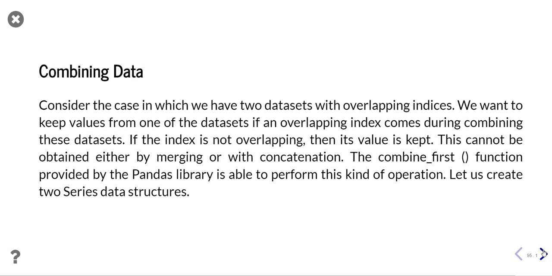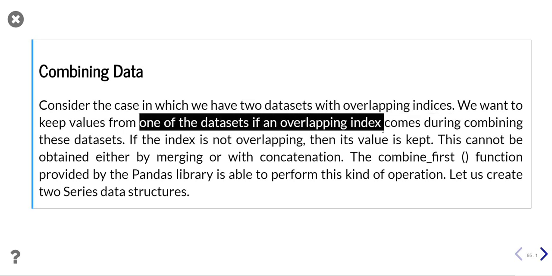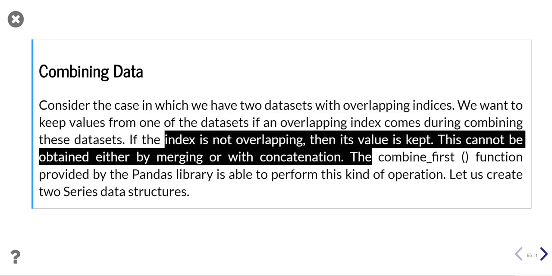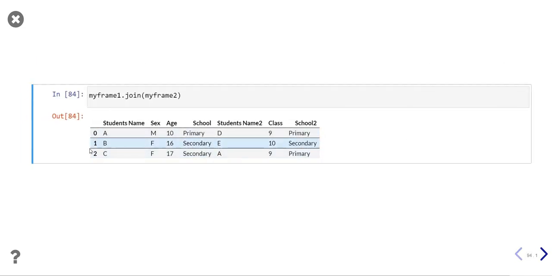So this combining data, let's say we have two data sets with overlapping indices. And let's say you want to keep values from one of the data sets if an overlapping index comes up during the combining of the data sets. Of course, if the index is not overlapping, then the value is kept. And this you can't do with merging or concatenation, right? Because in concatenation, even if you have the same index, it just combines it together. And merging, it merges together with the index.